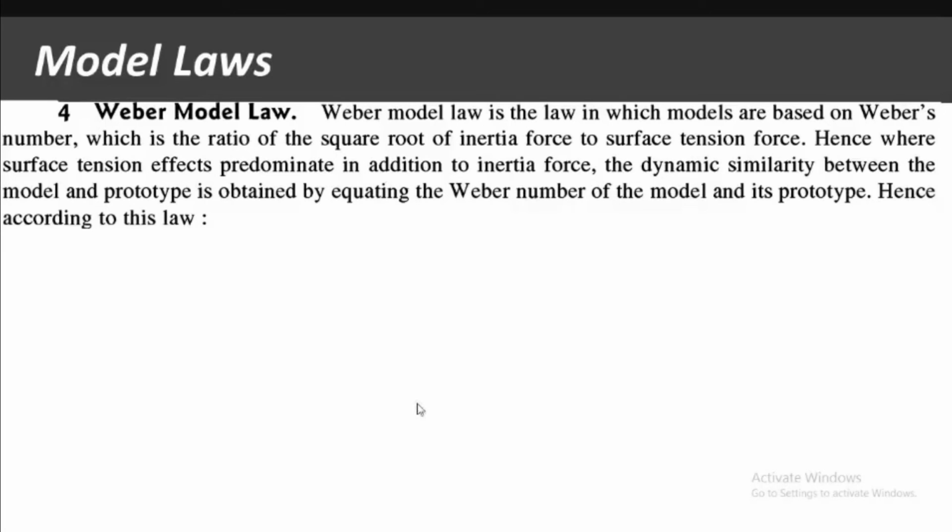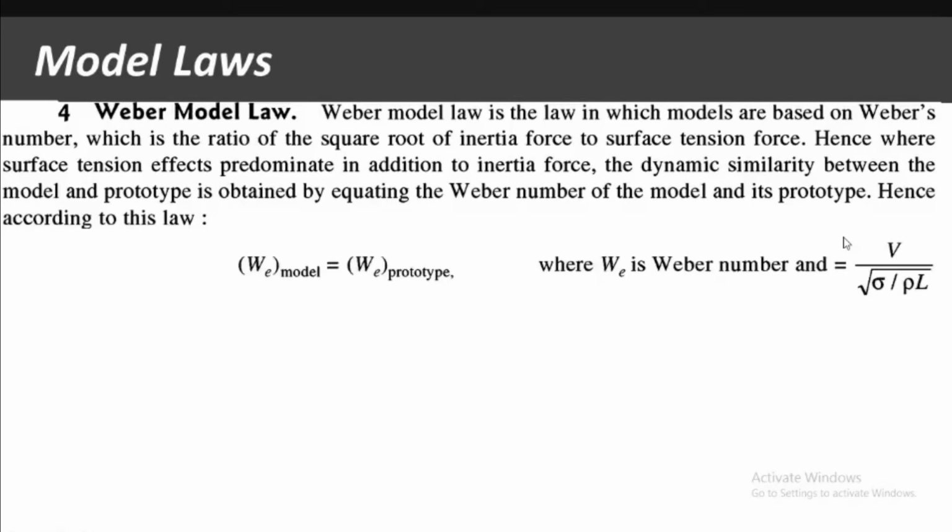So the Weber model law is a law in which the models are based on Weber number. Here the Weber number is the square root of the ratio of the inertial force to surface tension force. As per this law, the dynamic similarity between the model and prototype holds, or the Weber number of model and prototype is same. According to this law, Weber number of model should equal Weber number of prototype. Here W is nothing but Weber number, which is given by V upon under root of sigma by rho L.